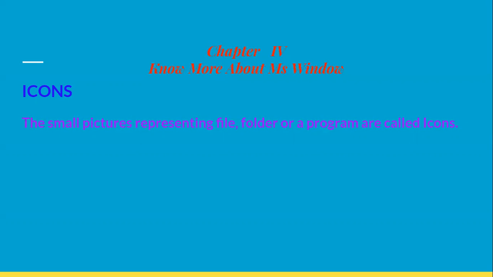Instead of going through a long process to open any file, we can directly open it by double clicking on the particular icon. Clear to all of you? So these icons are also called shortcuts. So what is an icon? Icons are small pictures representing files, folders, or a program. We can open any file by double clicking on the icon. That's why it is called a shortcut. Icons on the desktop are called shortcuts. Clear to all of you?